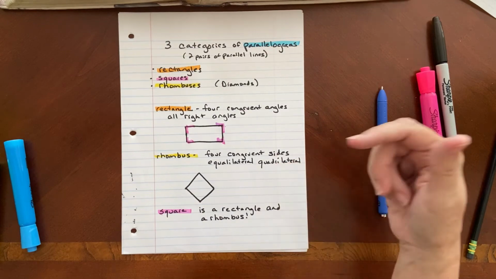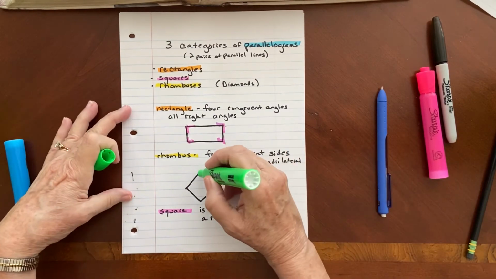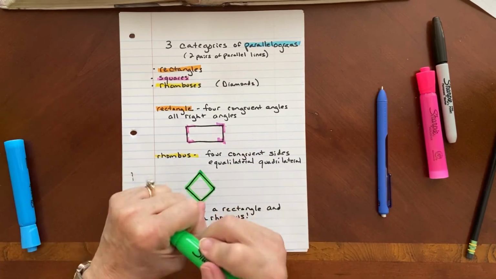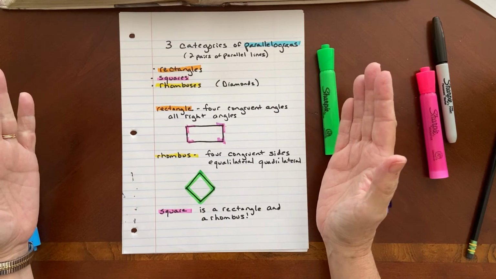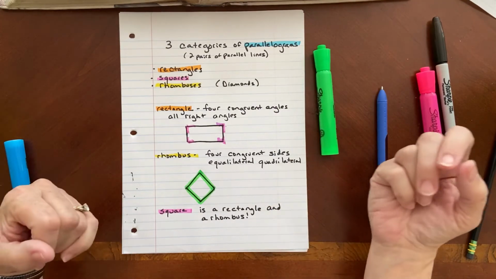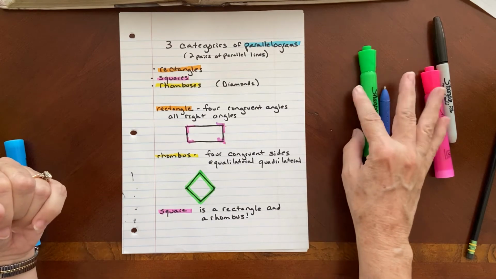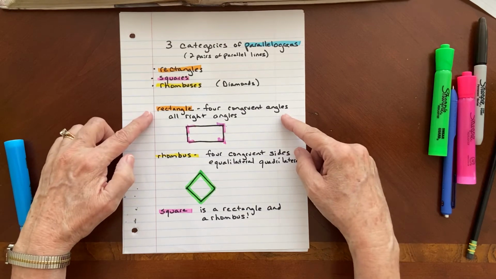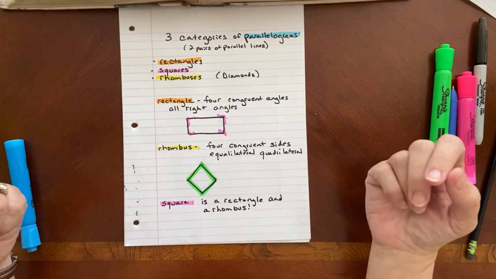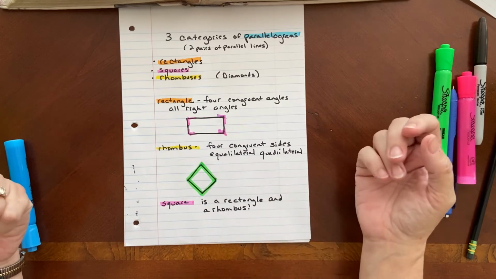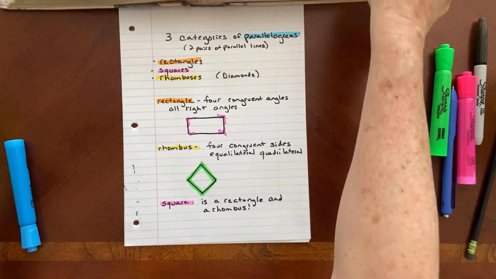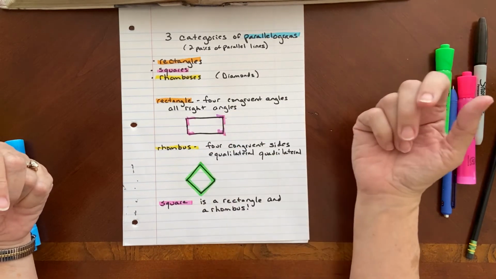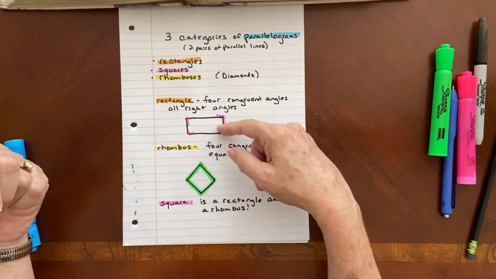A rhombus has four congruent sides. So same size, same shape. This one I didn't draw very well. But all of those should be exactly the same length. Okay? And a square is a rectangle and a rhombus. That's pretty cool, huh? So rhombus has four congruent sides. Rectangle has four congruent angles. Does a square have four congruent angles and four congruent sides? Yes. So it can be a rectangle and a square. Can a rectangle ever be a square? Sure. Can a square be a rectangle?